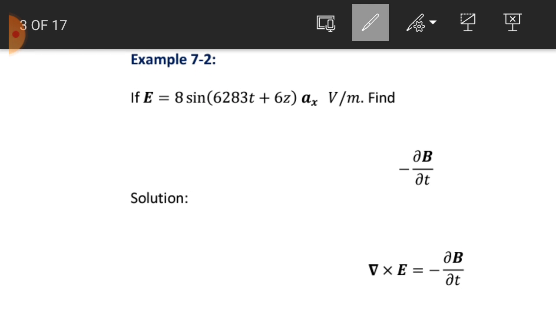the electric field intensity is given. This is the equation for the electric field intensity, which is 8 into sine of 6283 t plus 6z ax volt per meter. Find minus curly b by curly t. So we need to find out minus curly b by curly t.